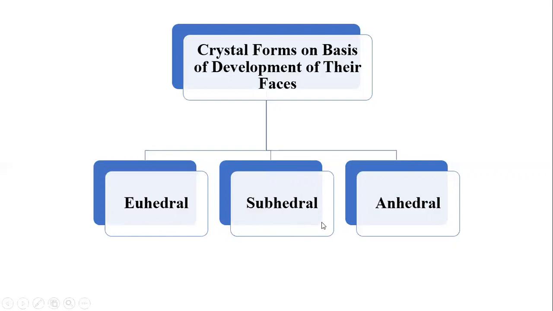Subhedral crystals form during the intermediate stage of crystallization, while anhedral crystal refers to those crystals whose crystal faces are absent. They don't have any well-developed crystal faces. They form during the later stages of crystallization.